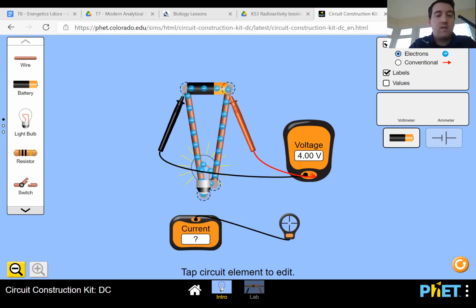So you should have said something like this: when potential difference increases, we say the current increases. That's what we're seeing. Well done. If you said something like that, that describes it. That's all you need. When the potential difference increases, the current increases.